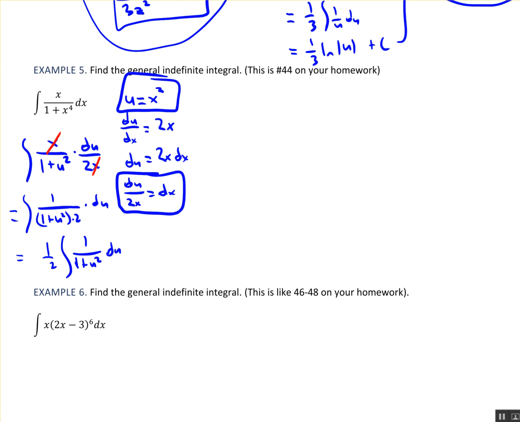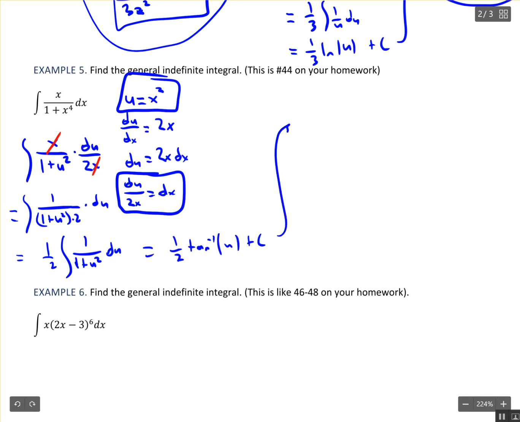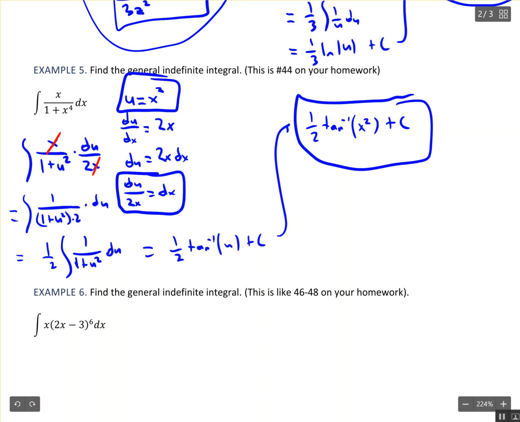That's part of the reason why it's tough, is you might not have recognized that that is arctan, right? 1 over 1 plus x squared is arctan, so this is arctan of u plus c. And now, substitute back in for u, I get 1/2 arctan of x squared plus c. And that's my answer. Like I said, that one's a tough one.